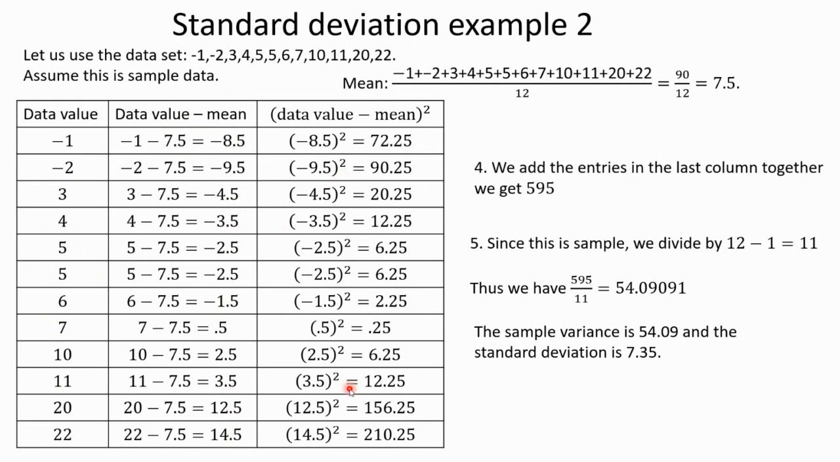Then I'm squaring, as you can see. These I did using a calculator, because I didn't want to have to calculate this by hand. Remember, the next thing we do is add up these entries, the squares. Once we add up these entries, we're going to get 595.